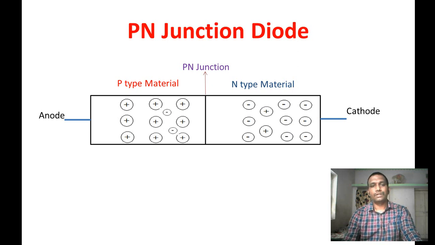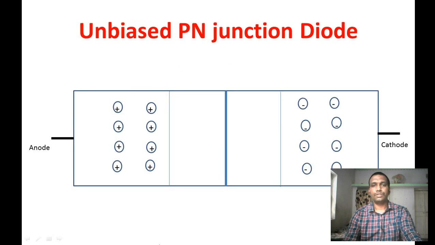How does the PN junction diode work in the unbiased condition, when no voltage is applied? What happens in the PN junction diode? It is open biased, that means no voltage is applied to the anode and cathode. There are two materials, one P type and another N type. In N type, electrons are the majority charge carriers, and in P type, holes are the majority charge carriers, and here is the junction. So what happens when no voltage is applied to the anode or cathode?